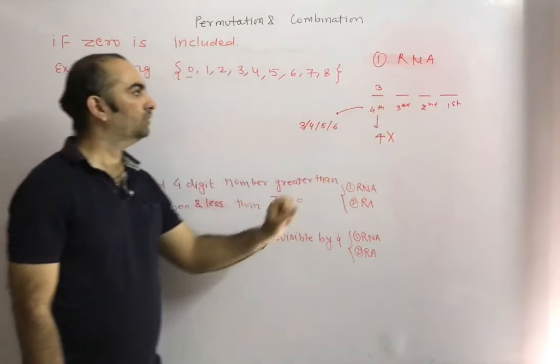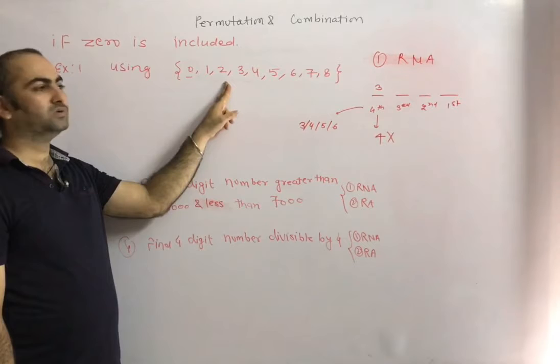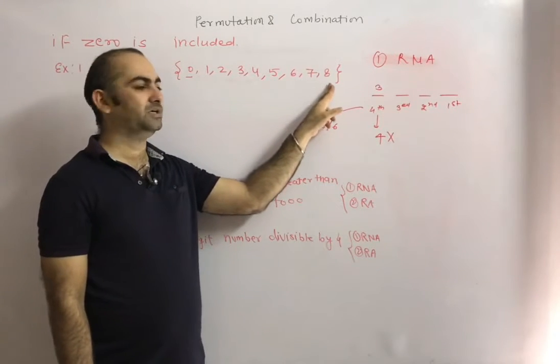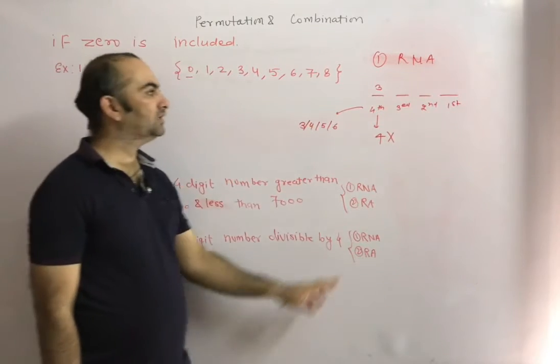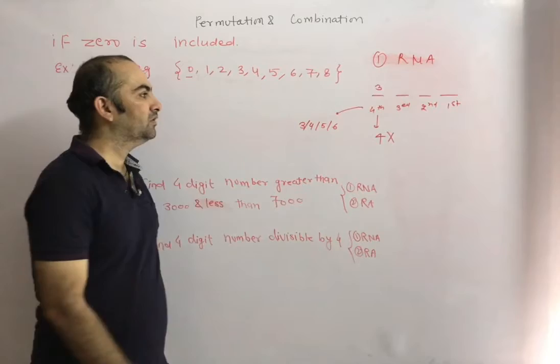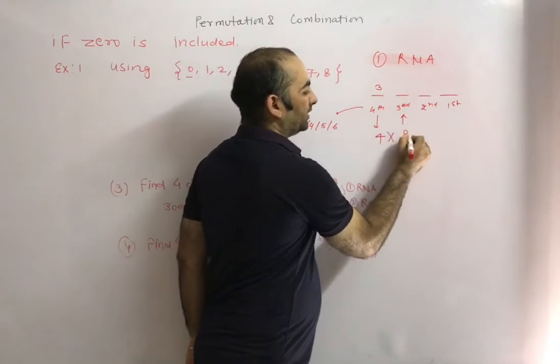Okay. Now other than 3, what can we put? We can put 0 here. 1 also. 2 also we can put. 4 also we can put. 5 also, 6 also, 7 also, 8 also we can put. Okay. So other than 3, how many numbers are there? 9 numbers. Okay. So we can't put 3 here. That means for filling third place, how many choices do we have? 8 choices. Correct? Into 8.